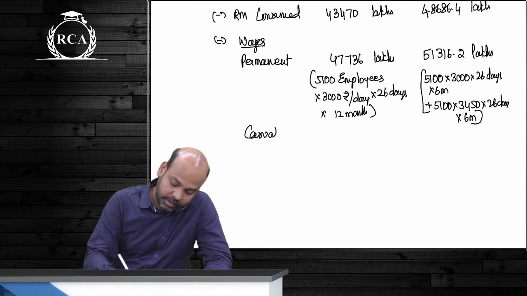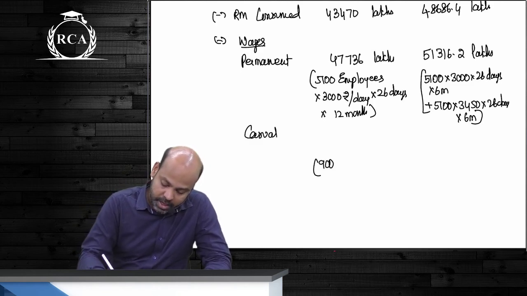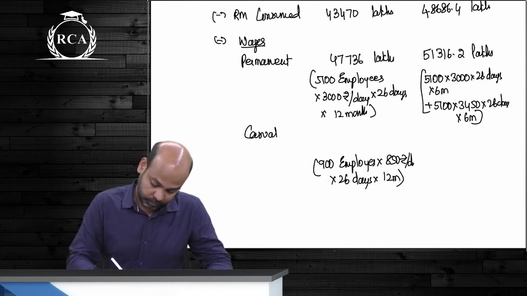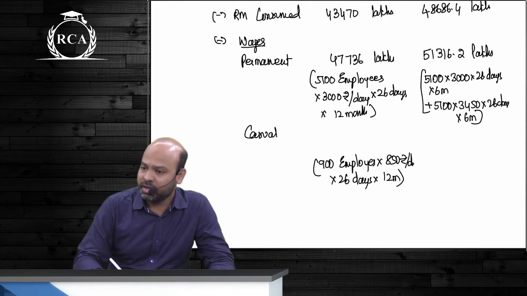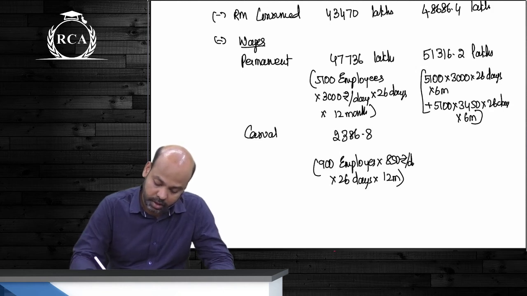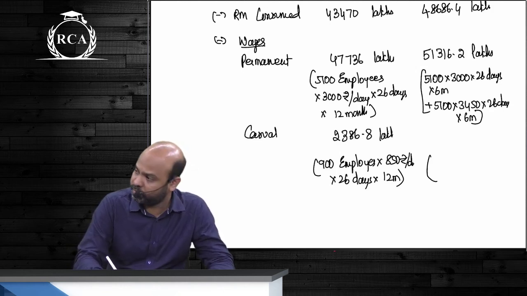Casual employees, guys. How many employees, beta? 900 employees. How much are we paying them per day? 850 rupees per day into 26 days into how many months? 12 months. How much will that become? 2386.8. Here, guys, lakhs. बोला नहीं बेटा तू?